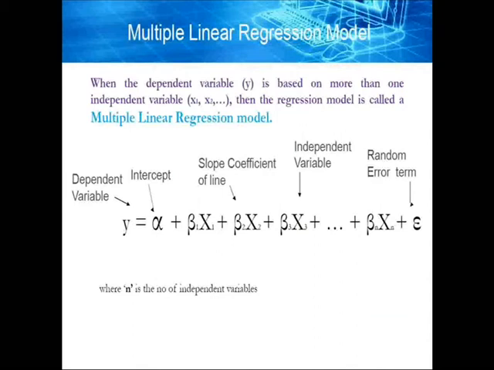Then next is multiple linear regression. If a single independent variable is used, it is called simple linear regression. Here multiple independent variables are to be observed. We can say that when the dependent variable y is based on more independent variables like x1, x2, x3, then such regression models are called multiple linear regression models.